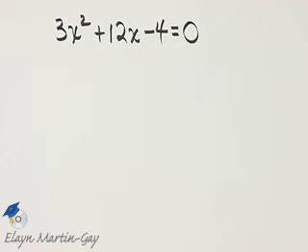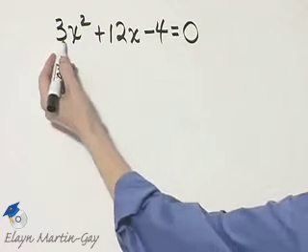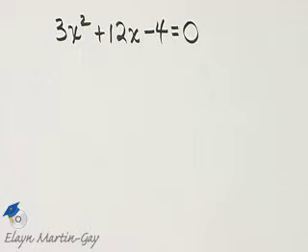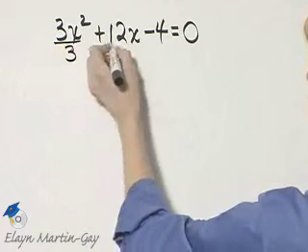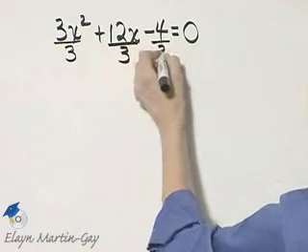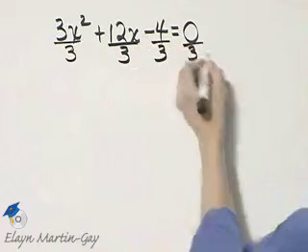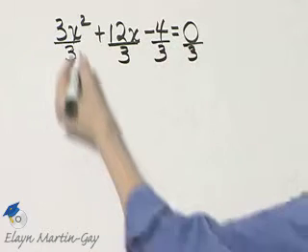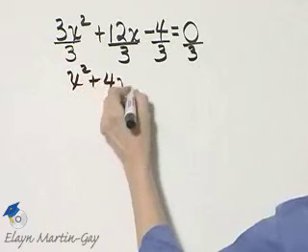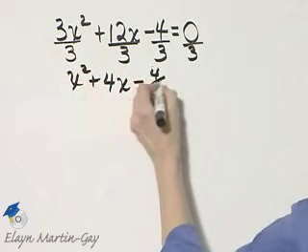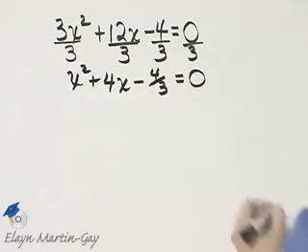To solve this by completing the square, remember the coefficient of the squared variable needs to be 1. So let's begin by dividing through. We'll be dividing every term by the coefficient of x squared, which is 3. Then I'll have x squared plus 4x minus 4/3 is equal to 0.